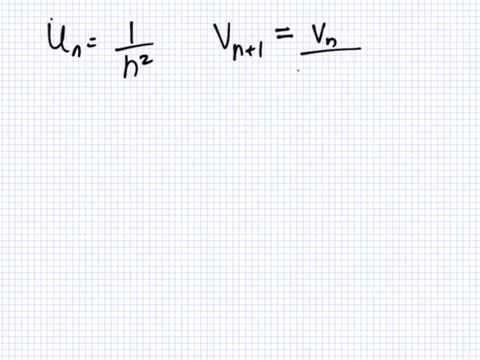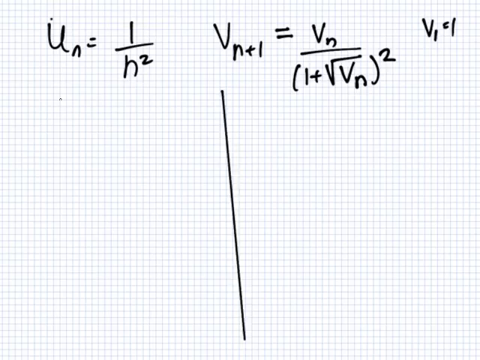Graph the sequence u_n equals 1 over n squared and the sequence v_n equals v_(n-1) over (1 plus square root of v_(n-1)), where v_1 equals 1. Comment on the graph. So I just want you to make the graph here for these. So we'll put them on the side.